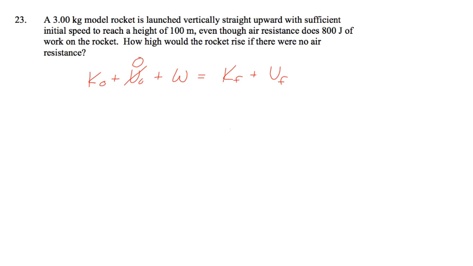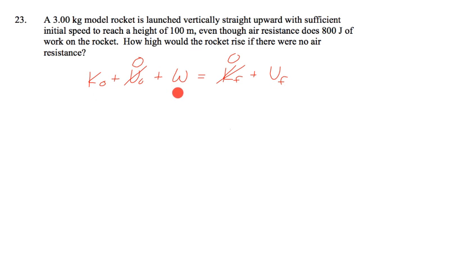Now, when it goes up into the air, it's going to go 100 meters up. So at that point, what will be its speed? 0. So what else is 0 in this problem? KF. So what I'm going to do here is, like in a lot of these problems, we replace KO with 1/2 mv0 squared, we replace work with force times distance, and we replace this with mgh.